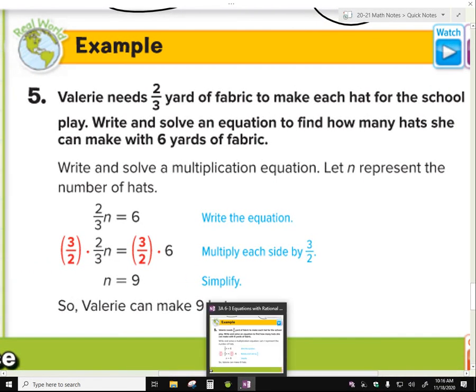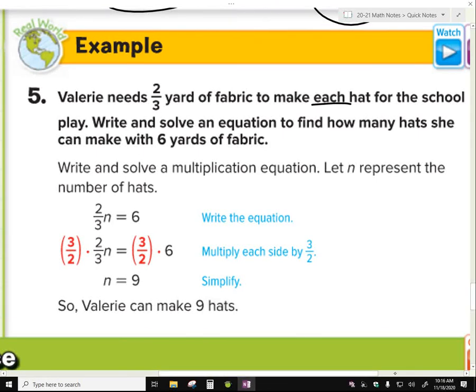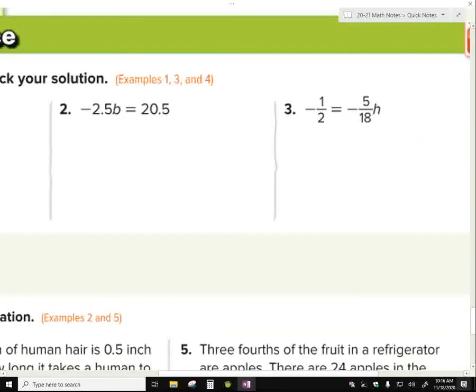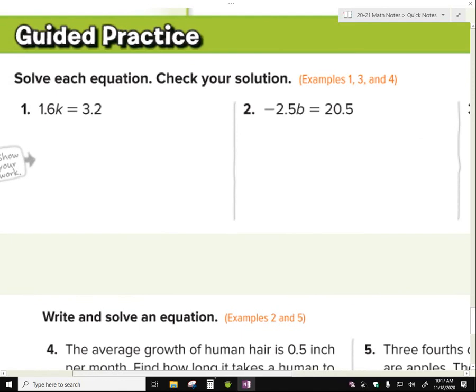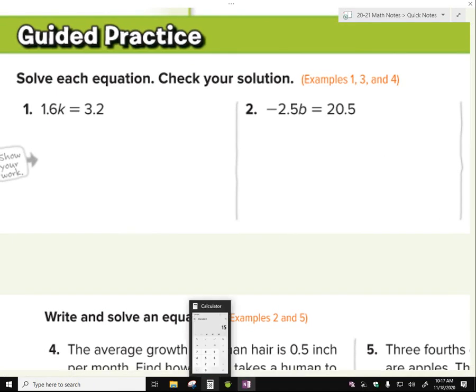Valerie needs 2/3 of a yard of fabric to make each hat. There's the each. So you know that it's going to be 2/3 something equals the whole thing. This is just like one of the other examples, so I'm just going to point out that this says each on that one. And you know that it's going to be 2/3 times the variable, so 2/3 is going to be the coefficient. We're going to skip number 1 because it's just like number 2, and that's the easy part of it.